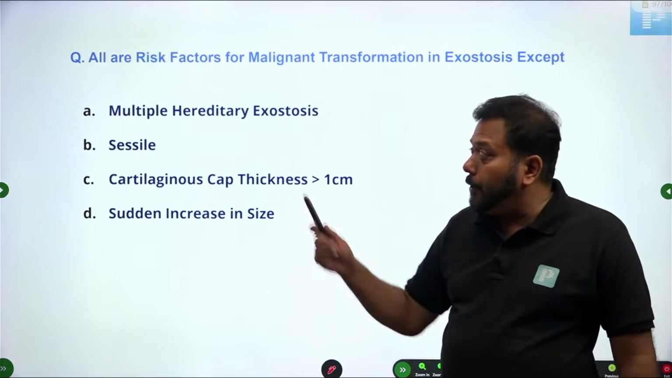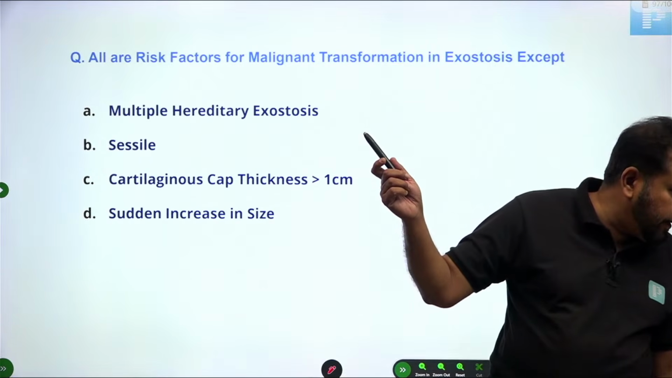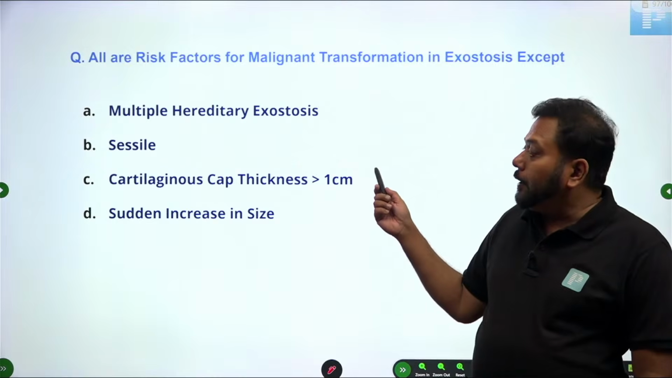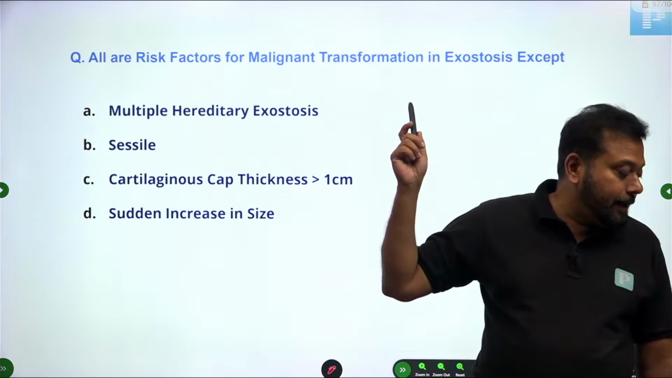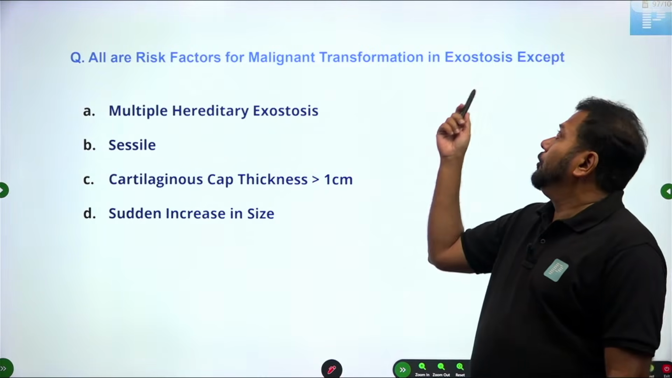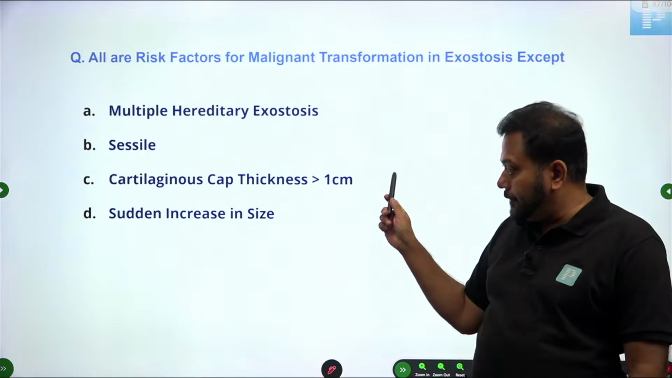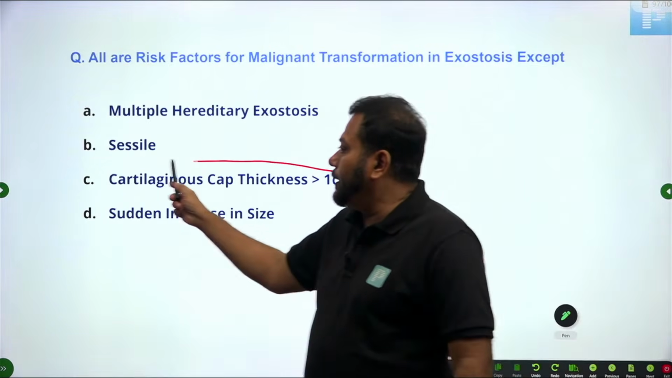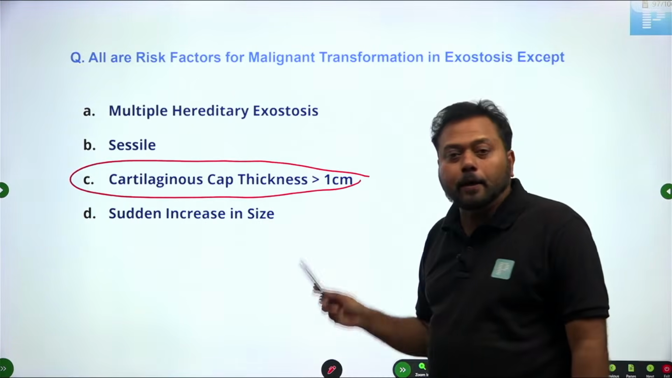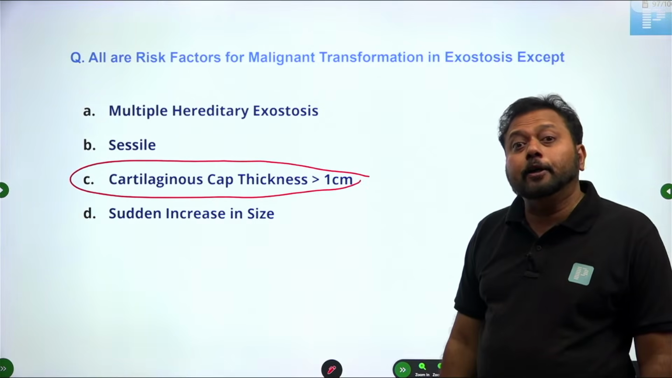This is very important, and many of you have already answered this question. All are risk factors for malignant transformation of exostosis except, yes, except C. Cartilaginous cap thickness more than 1 centimeter is wrong. It should be more than 2 centimeters.